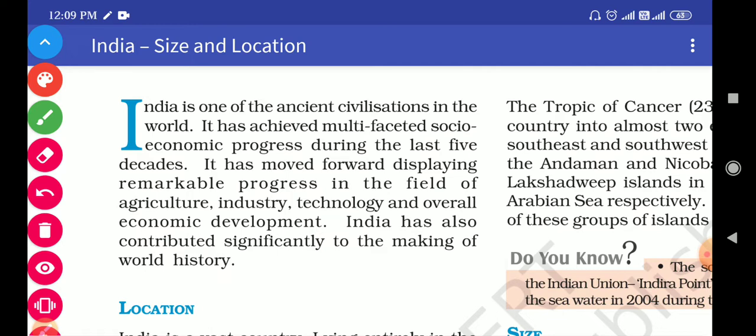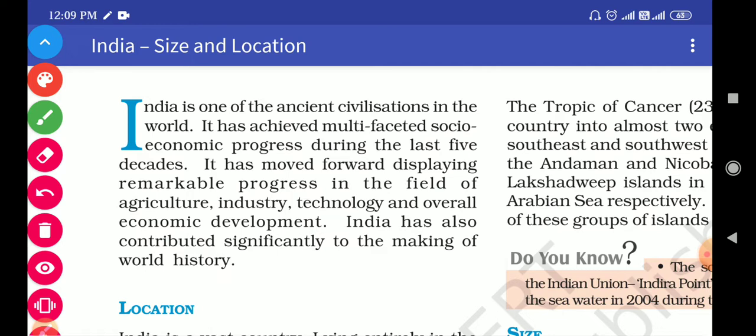Now, I would explain to you the meaning of this introduction. As you see, it is written India is one of the ancient civilizations in the world. It means India is the cradle of one of the oldest civilizations in the world, that is known as the Indus Valley Civilization or Harappa Mohenjo-daro civilization.